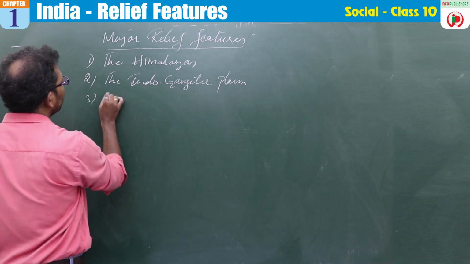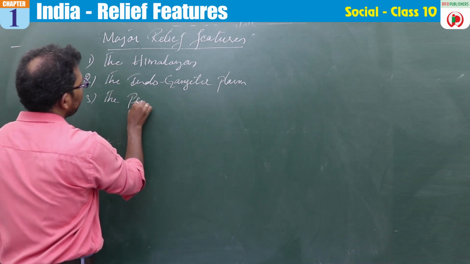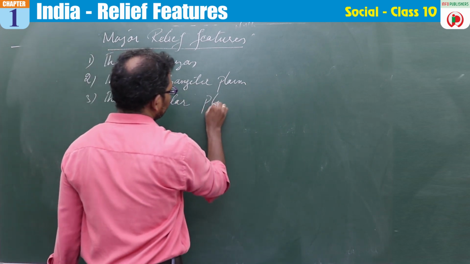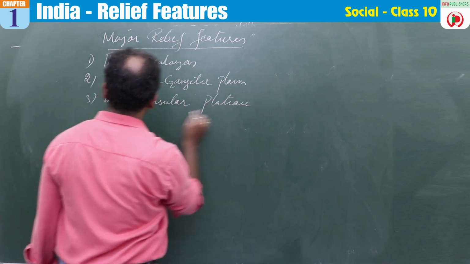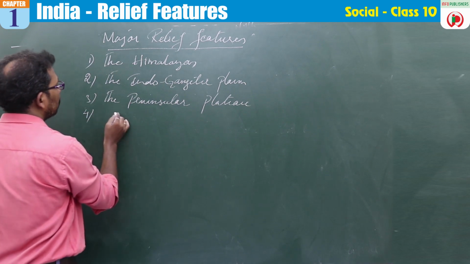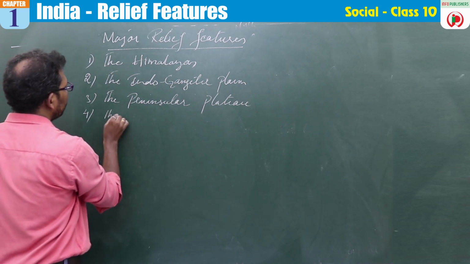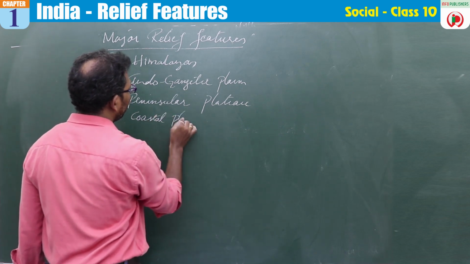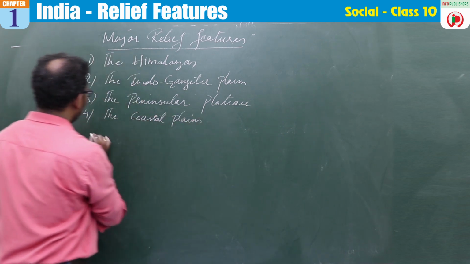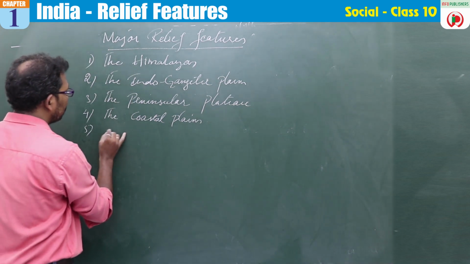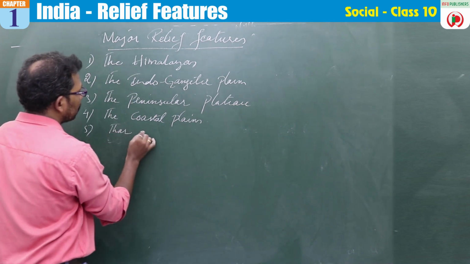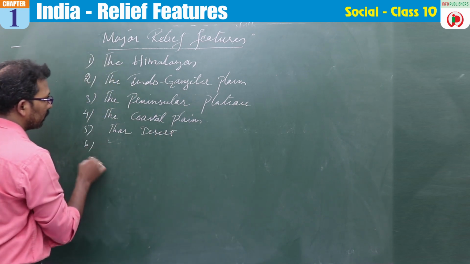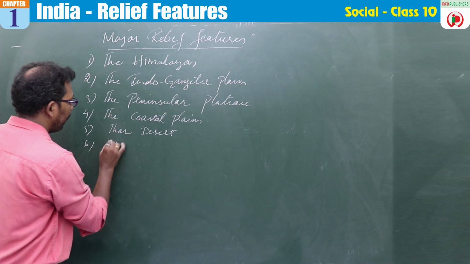Third one, the Peninsular Plateau. Fourth one, the Coastal Plains. Fifth one, Thar Desert. And sixth one, islands.